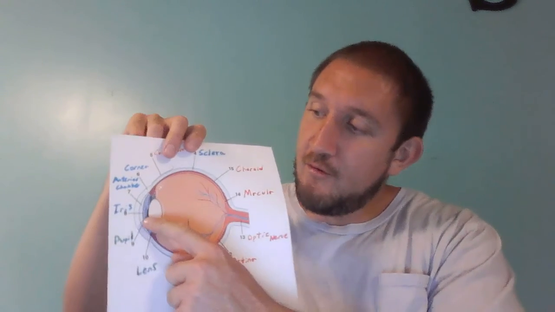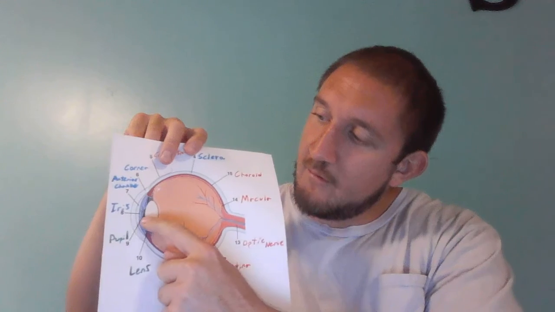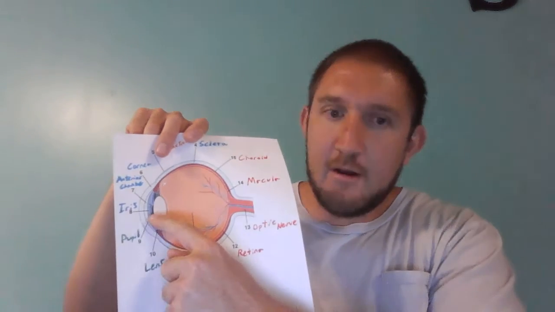Now, moving on to the pupil, it's going to be right there on my diagram. The pupil is what enables light into the eye. In a dark environment, the pupil expands to allow more light in, and in a bright environment, the pupil contracts.